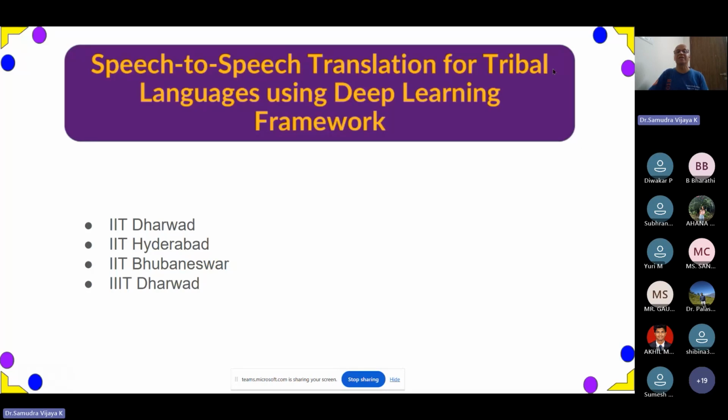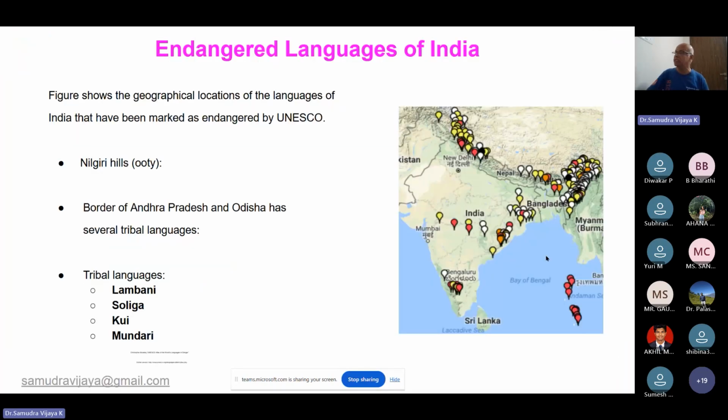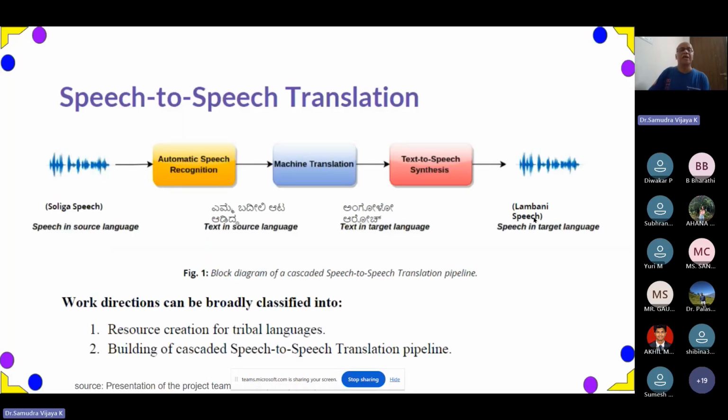Speech-to-speech translation for tribal languages using a deep learning framework. Notice that these are tribal languages, so it's very difficult to go and collect data. You need a contact person who can speak a little bit of their language and our language also, or the contact language. So they are in the process of building a speech-to-speech translation system.